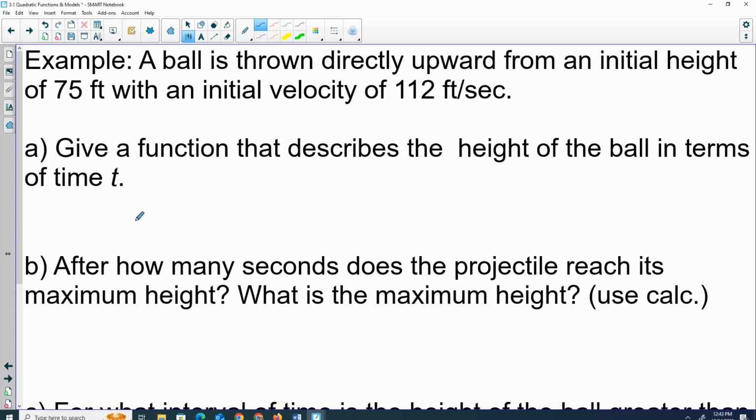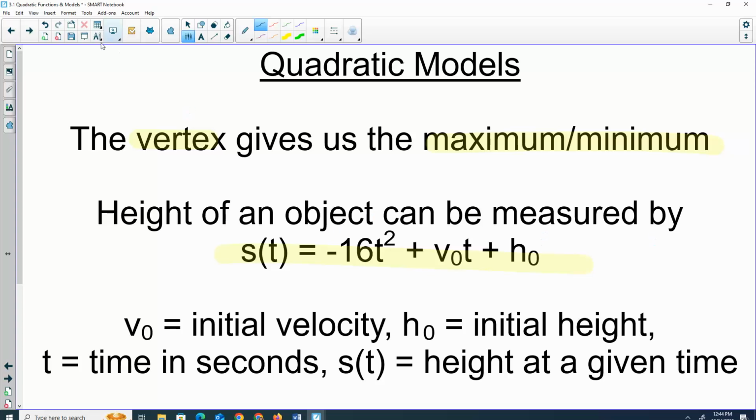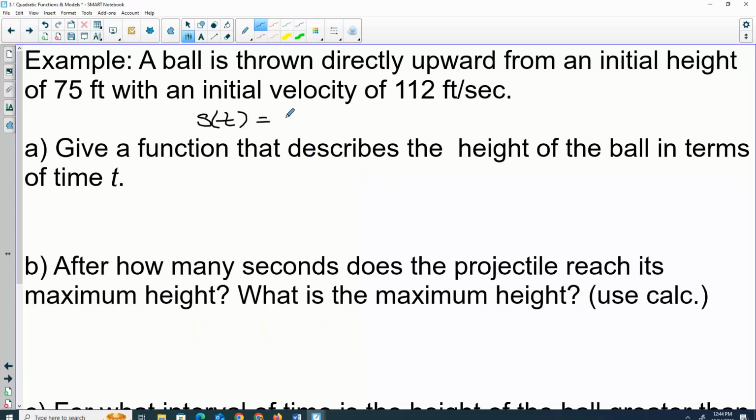A ball is thrown directly upward from an initial height of 75 feet with an initial velocity of 112 feet per second. Part A: give a function that describes the height of the ball in terms of time t. So this is the formula you just wrote down. You had your S of t equals, so we're just copying this down for a second and then we'll plug in what we need.